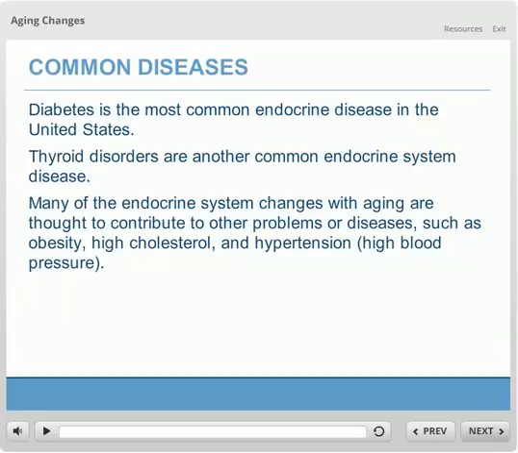Common diseases. Diabetes is the most common endocrine disease in the United States. Thyroid disorders are another common endocrine system disease. Many of the endocrine system changes with aging are thought to contribute to other problems or diseases, such as obesity, high cholesterol, and hypertension, which is high blood pressure.